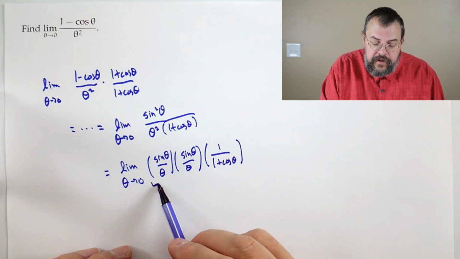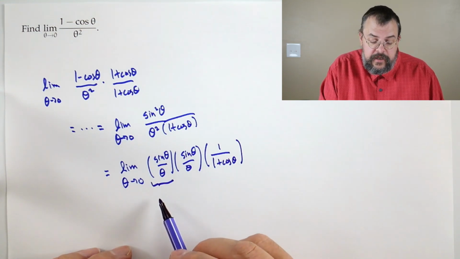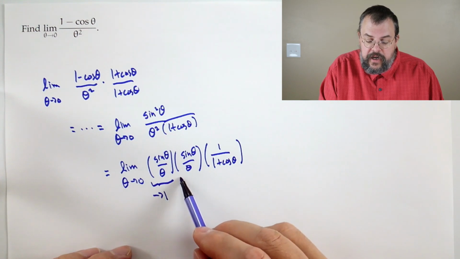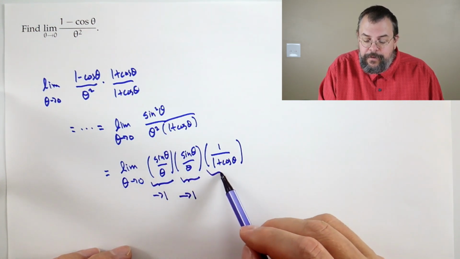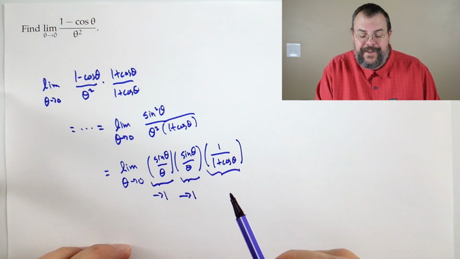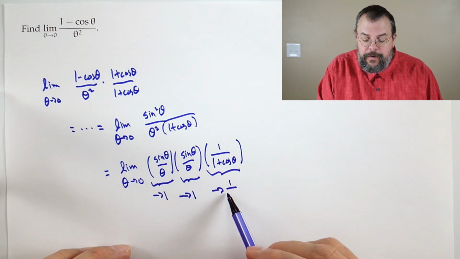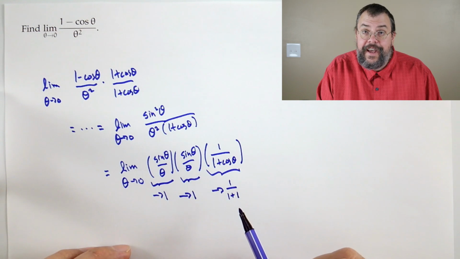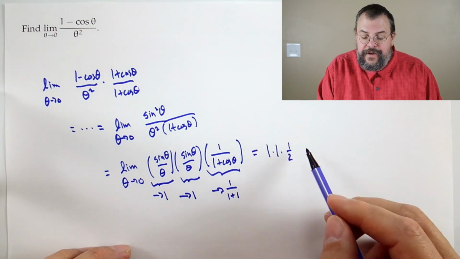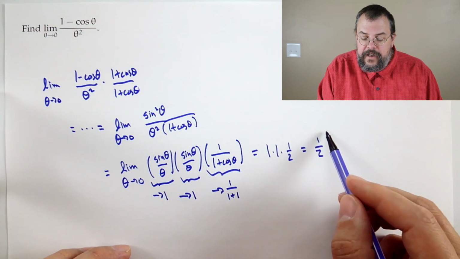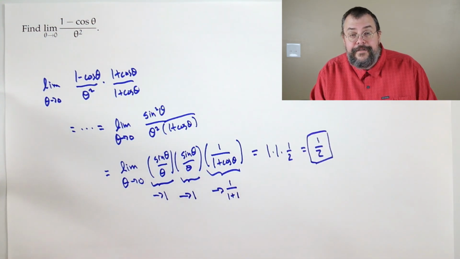Well, what did our pieces do? Sine theta over theta goes to 1. Sine theta over theta still goes to 1. 1 over 1 plus cosine theta goes to 1 over 1 plus 1, also known as a half. So our answer is 1 times 1 times a half, and so we get a nice number, a half.